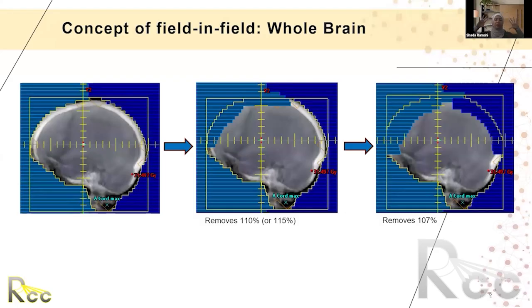And Shada, while you're switching screens, do you mind, Amara was asking if you could explain field and field a little bit more? Oh, okay. So field and field, you have your main lateral beam, right? So in this case, let me go back here. I'm doing whole brain. I'm treating whole brain, and we do that with two lateral beams.